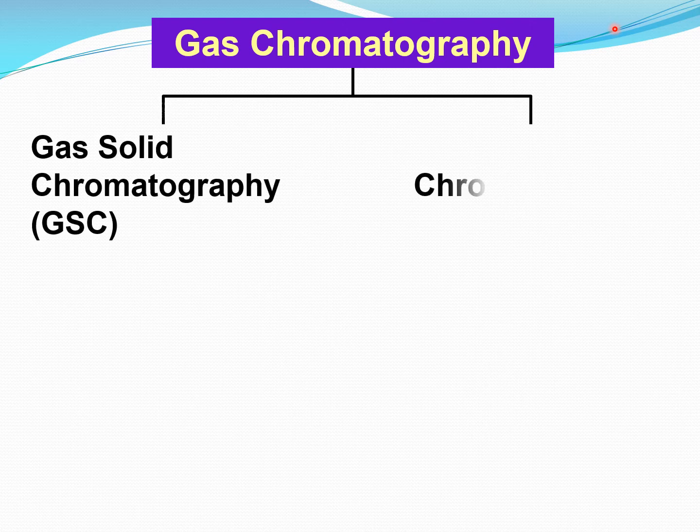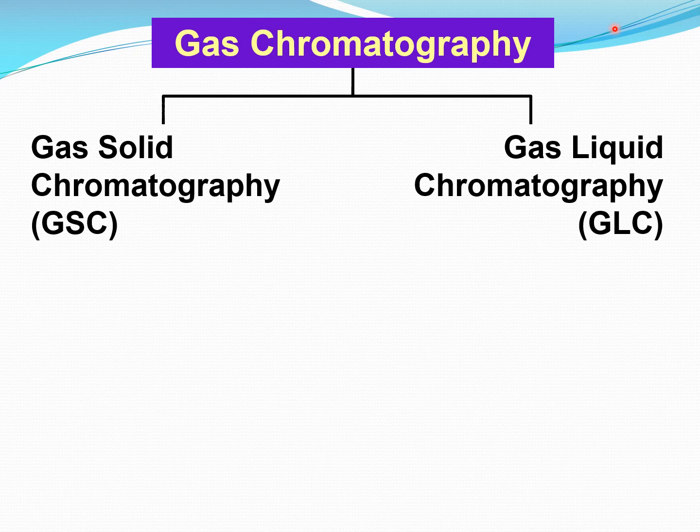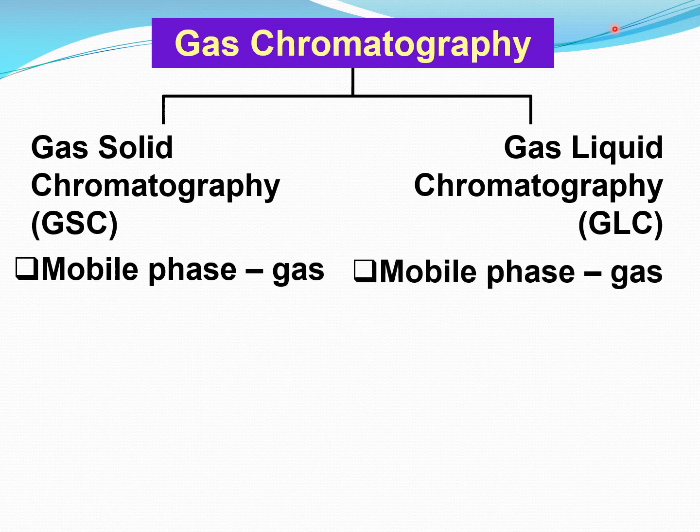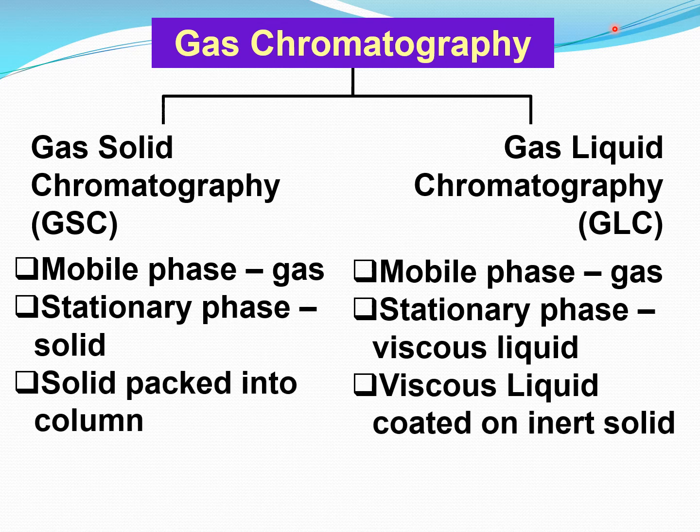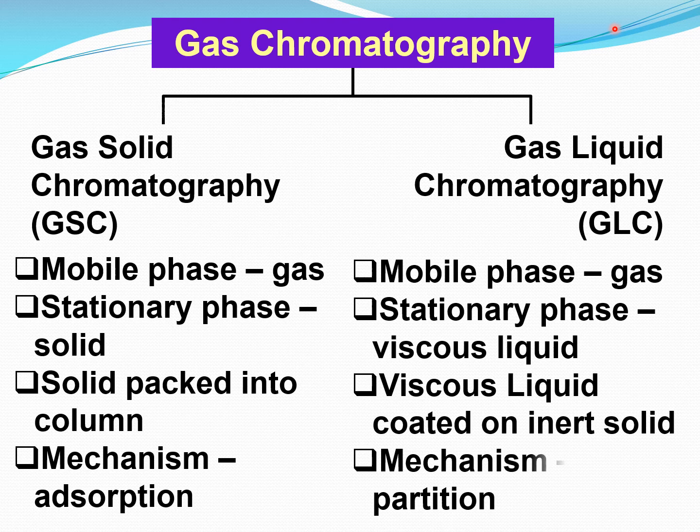Now we have seen earlier that gas chromatography is classified into two parts: one is gas solid and the other is gas liquid chromatography. Let us compare these two. What are the points of comparison? In both cases, the mobile phase is a gas. Here the stationary phase is solid, whereas in the other case the stationary phase is a viscous liquid. Solid is packed into columns. Viscous liquid is coated on inert solid. Mechanism is adsorption here; here the mechanism is partition.